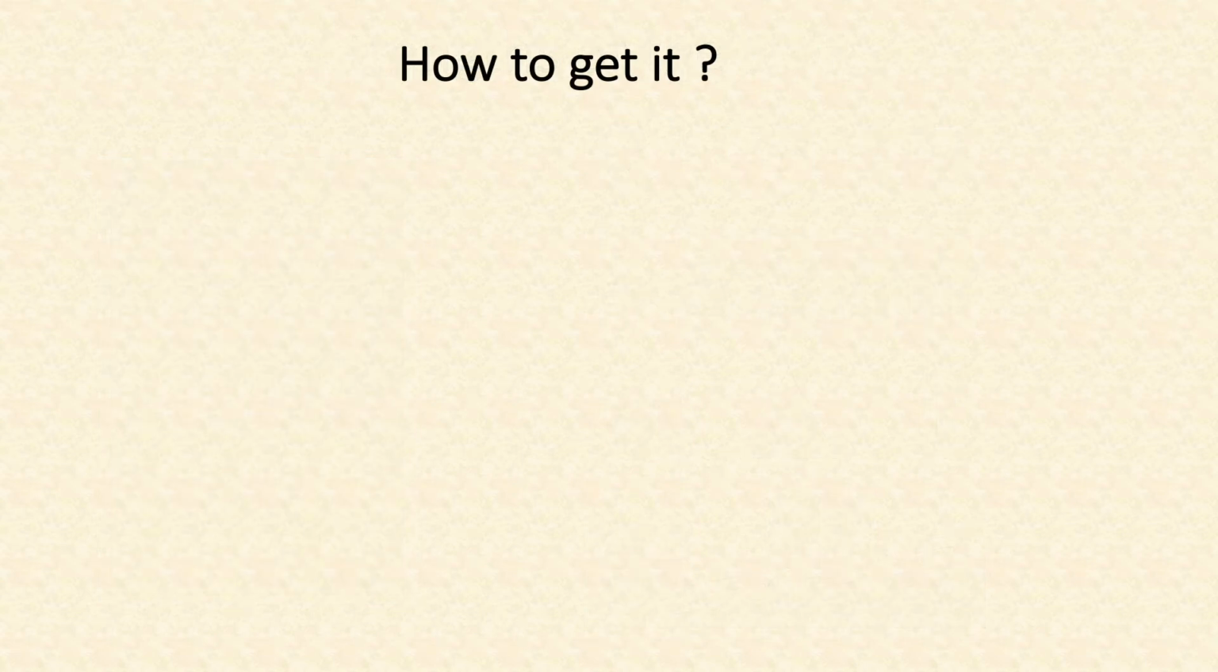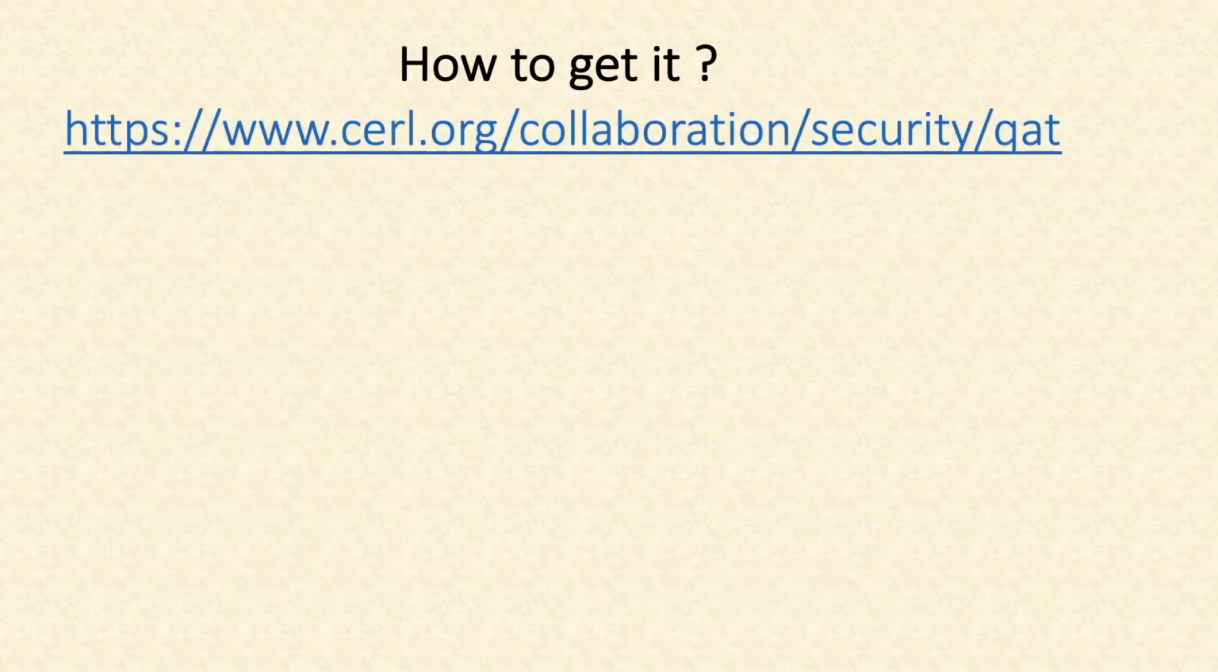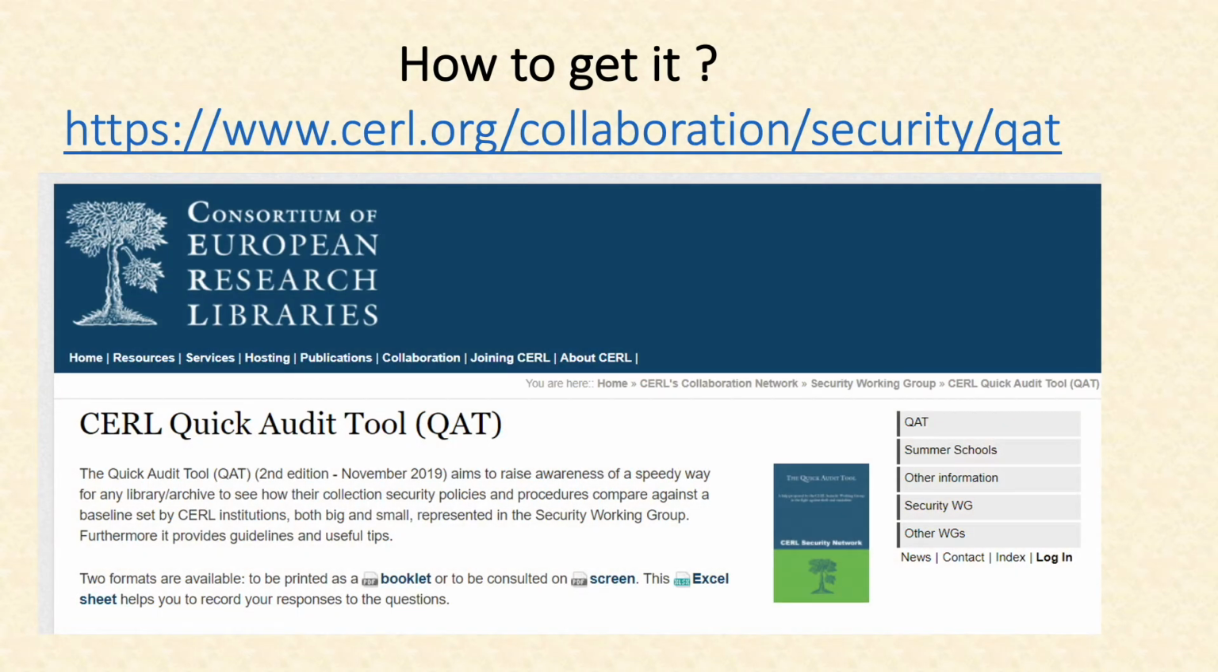How to get it? Pretty simple. Go to the CERL's website. On the page dedicated to the Quick Audit tool, you will find 3 files. The first one gives you the opportunity to print the tool in a booklet form. The second one allows you to consult it on screen. And the Excel file will substantially help you to obtain your positioning grid. We will come back later to this element.